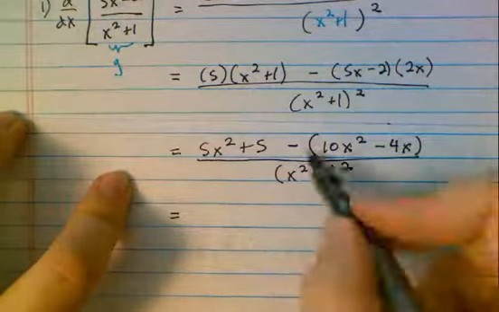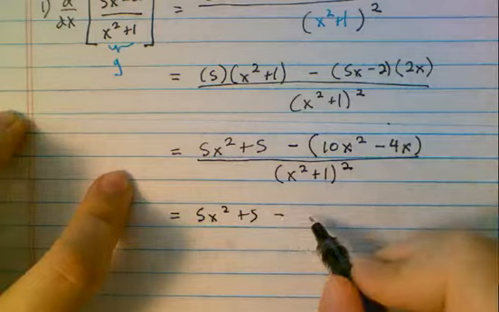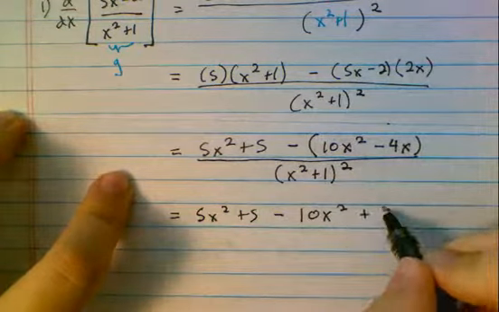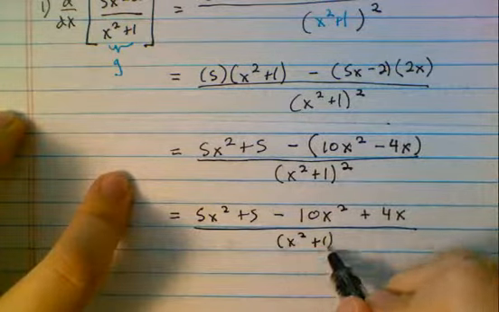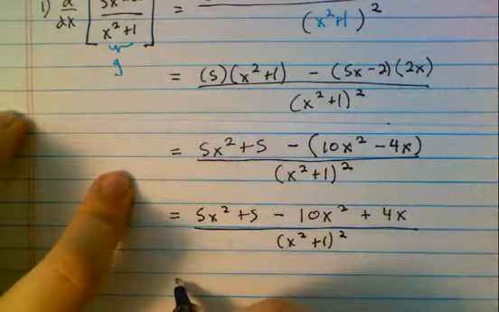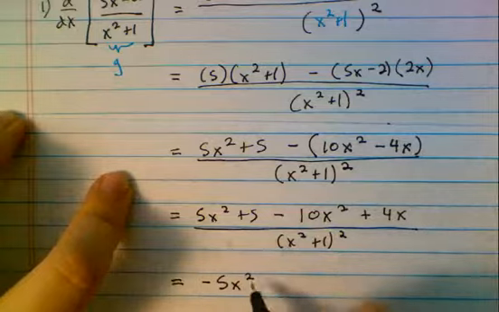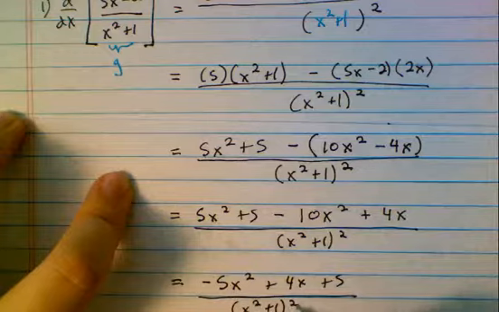So now when we distribute that negative, 5x squared plus 5 minus 10x squared plus 4x over x squared plus 1 squared. And then when we combine like terms, negative 5x squared plus 4x plus 5 all over x squared plus 1 squared.